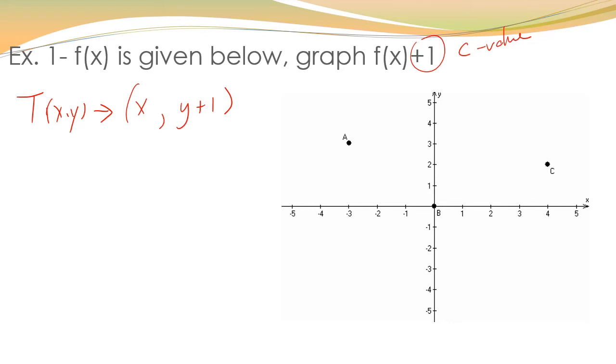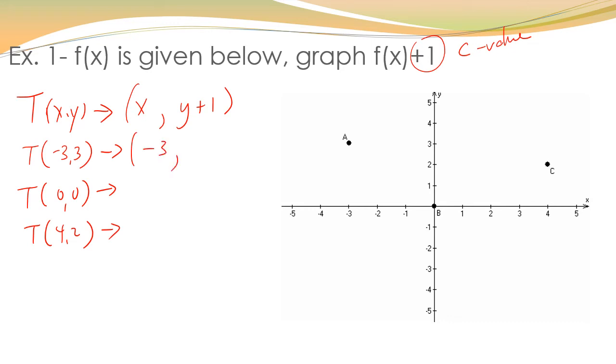And we're going to take our coordinates. So I'm going to transform a, b, and c. So we're going to transform a, which has coordinates -3, 3. And we're going to transform b, which has coordinates 0, 0. And we're going to transform c, which has 4, 2. And we're just going to follow our mapping rules. That x comma y plus 1 is your mapping rule. So x coordinates, you just see an x there, that means they all stay the same. Now I see y plus 1, so that means take your old y coordinate and add 1 to it.